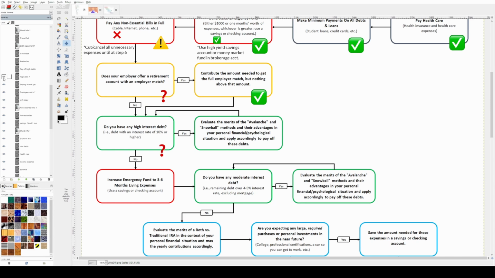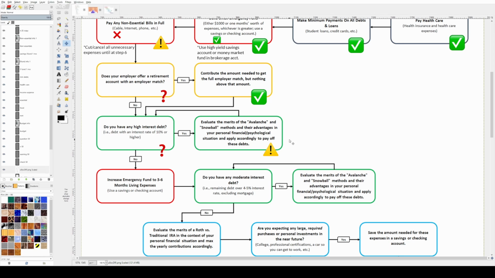Here you have to ask yourself another question, which is, do you have any high interest debt? In this case, we're saying high interest is with an interest rate of 10% or more. If the answer is yes, the flowchart is suggesting evaluate the merits of the avalanche and snowball methods and their advantage in your personal financial psychology situation and apply accordingly to pay off these debts.